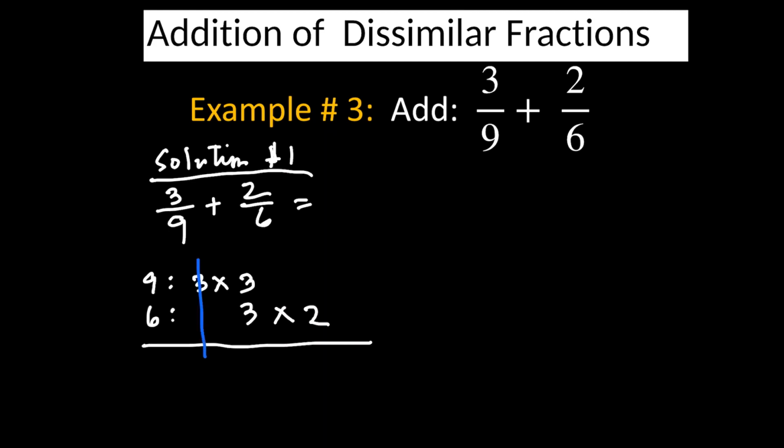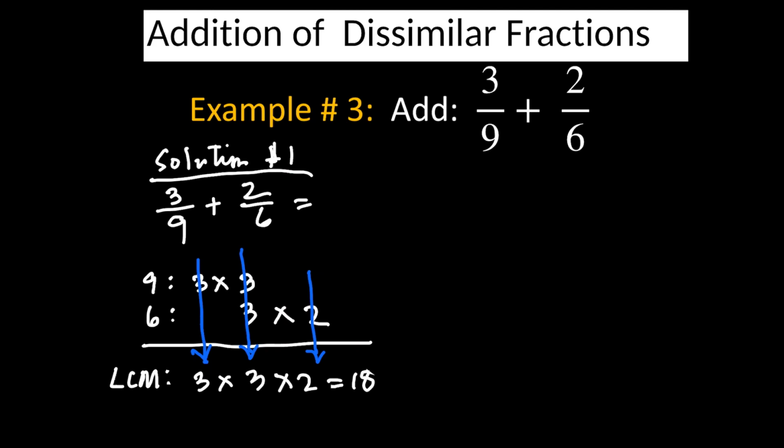So let's bring down the prime factors. Okay, so bring down this and you bring down this. So that will give us 3 times 3 times 2. So this is our LCM or LCD. So 3 times 3 is 9, times 2 is 18.